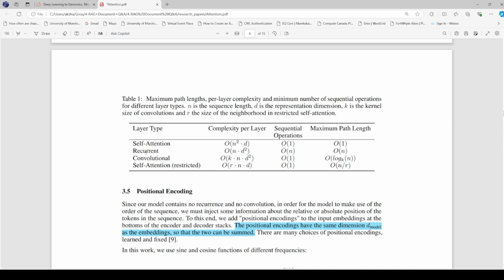But when you have recurrence, you have order of n as the sequential operation and the maximum path length, because you process one token at a time sequentially, right? So this gives rise to order of n here. And for the rest of the layer types, you have the corresponding complexity, sequential operations, and maximum path length, right? Things like that.